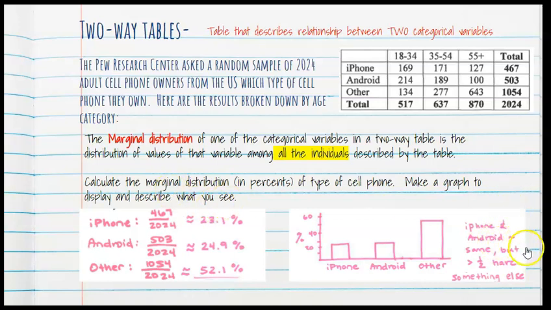I would say iPhone and Android are about the same, but more than half are something else. More than half the people in this table chose another type of phone. That's all I can see from this chart. Can't make any conclusions, I'm just reading the data.